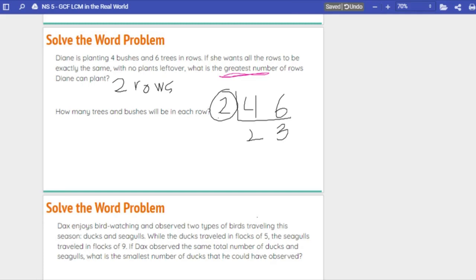Now, follow-up question. How many trees and bushes will be in each row? So, how many trees do we have? We have 6 trees. Put in 2 rows. How many will be in each? Well, we just divide, right? 6 divided by 2 gives us 3 trees. And how many bushes? 4. 4 bushes split into 2 rows gives us 2 bushes per row.